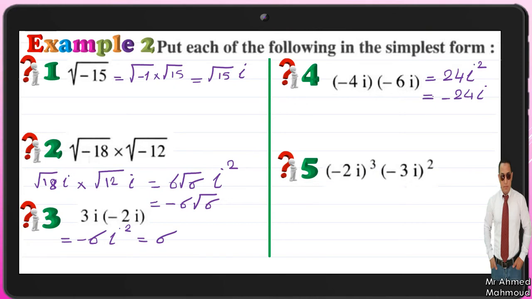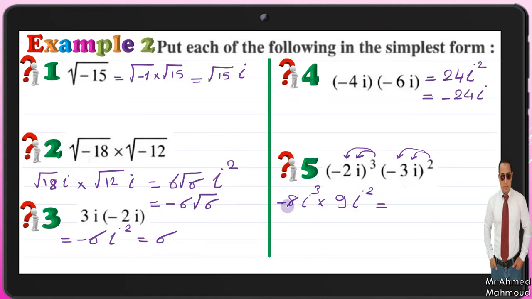Negative 2i all power of 3, negative 3i all power of 2. Okay, now I will distribute the power here and distribute the power here. Okay, negative 2 all power of 3 equals negative 8 i power of 3 times negative 3 all power of 2 equals 9 i power of 2.